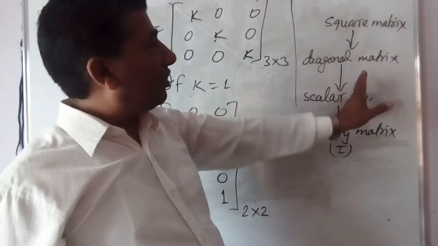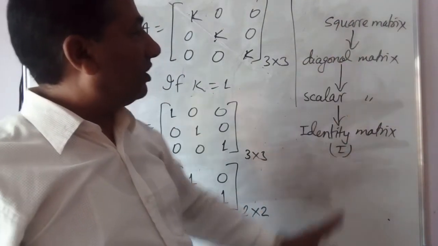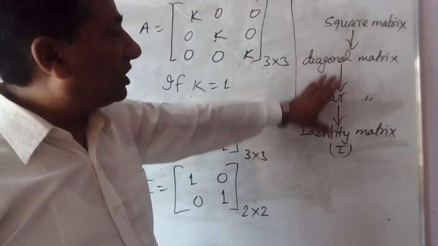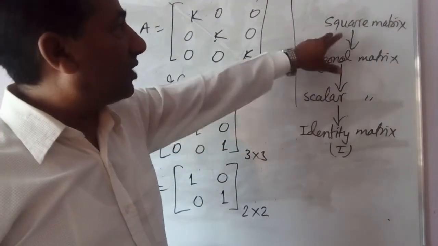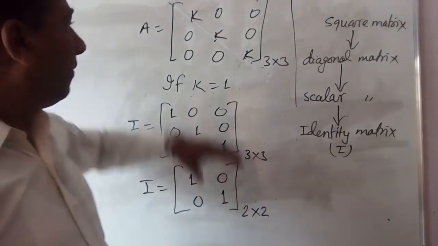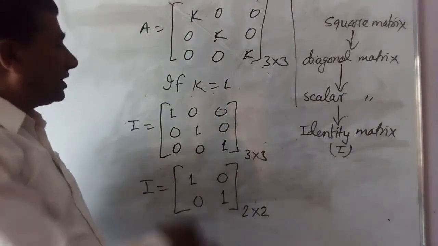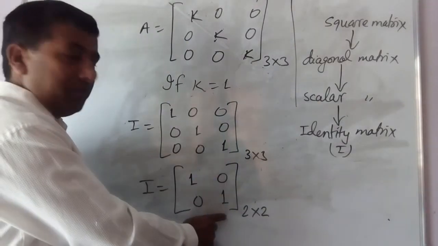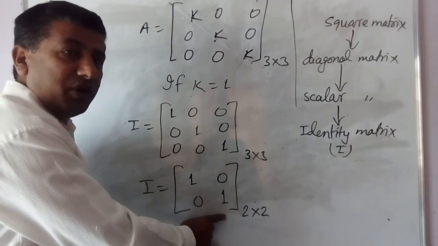Now I am just going to show this connection. You should know this connection. See, you should find the difference. Square matrix. Now these three, if they are not square, then diagonal, scalar, identity we cannot define. Now this one is the identity matrix. Now this is a multiplicative identity matrix of 3 by 3 order. This is a multiplicative identity matrix of 2 by 2 order.